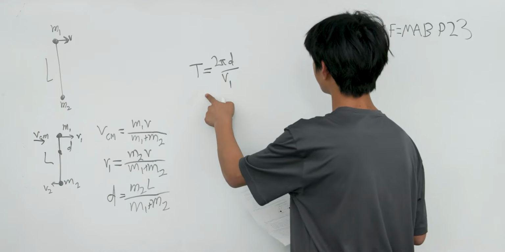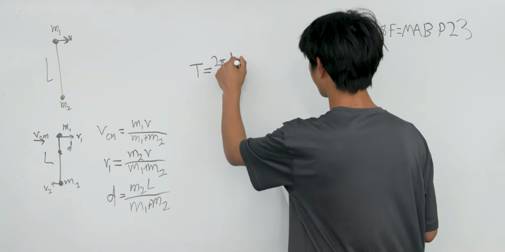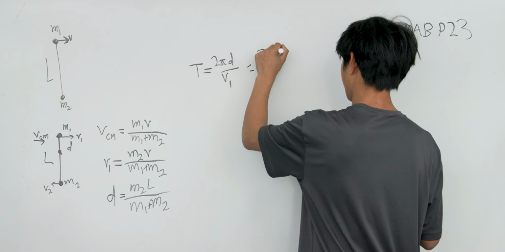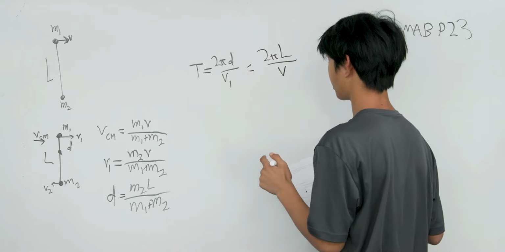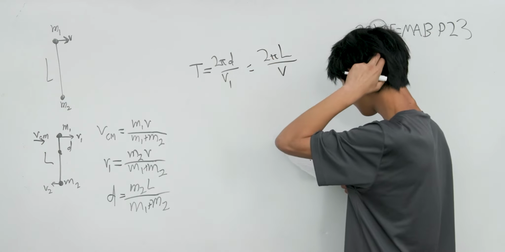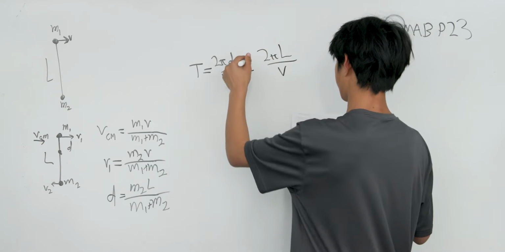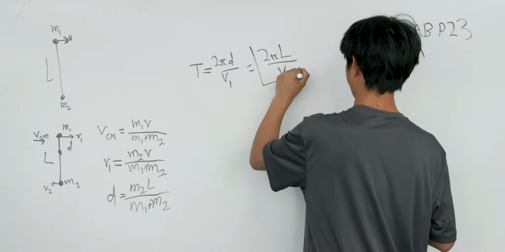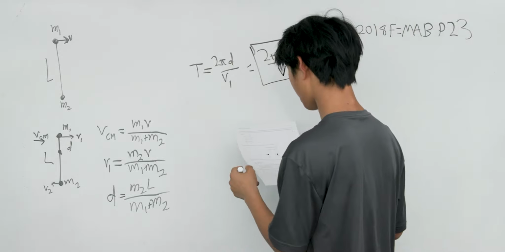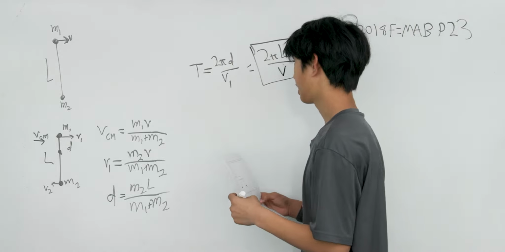So the time period is 2 pi d over v1, or just 2 pi L over v when you plug that one in. So then this is our answer. And this corresponds to answer choice A on the test, and we are done.